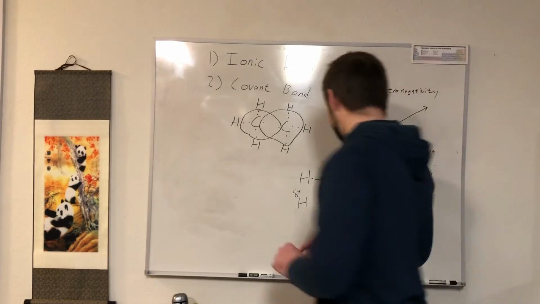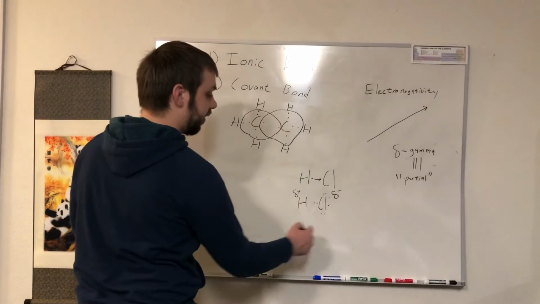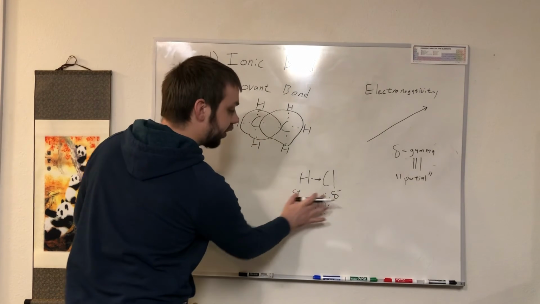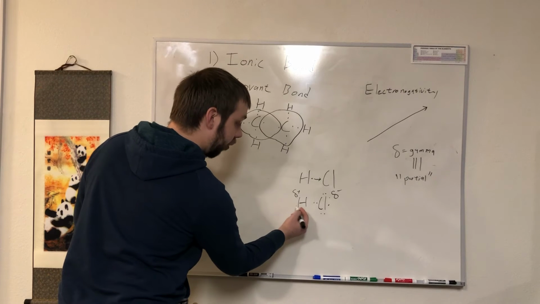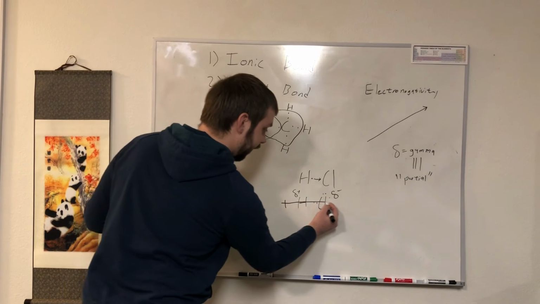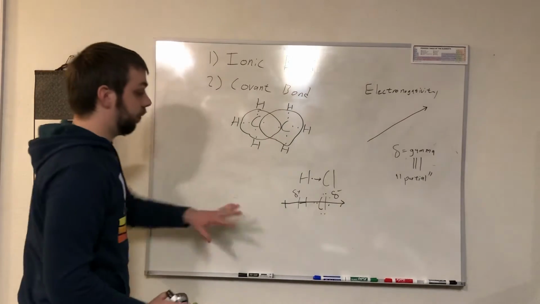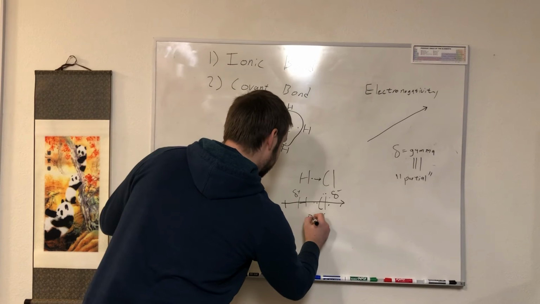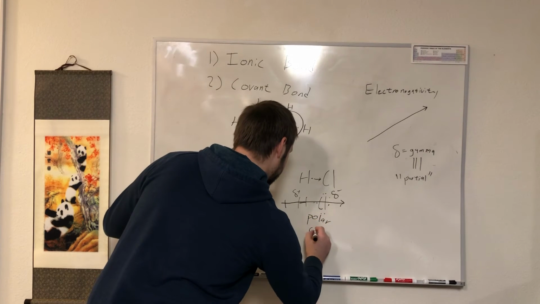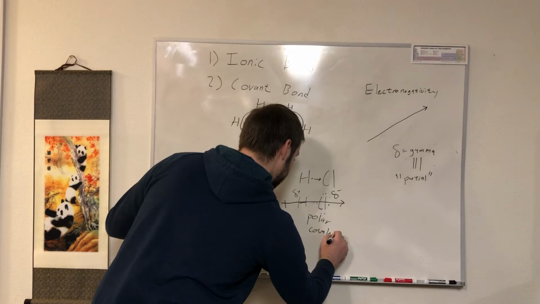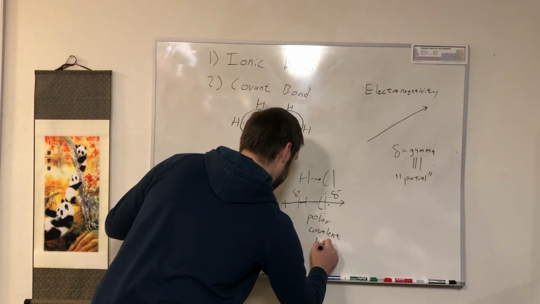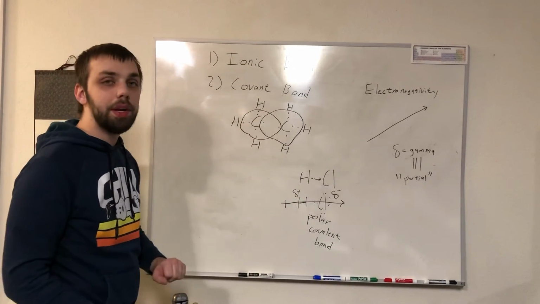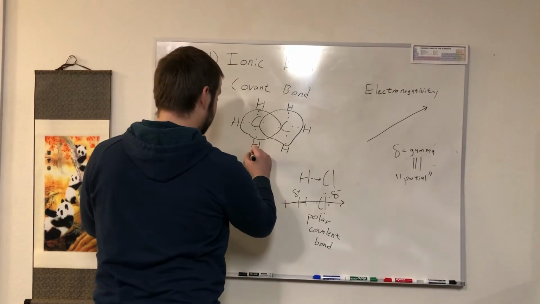So what that means then is that this whole system is polar. And in this case, because it's just a linear system, the dipole moment will be through the atom itself, like that. So this here is a polar covalent bond. And then what you call bonds that don't have this characteristic, such as this one up here, is simply nonpolar covalent bonds.